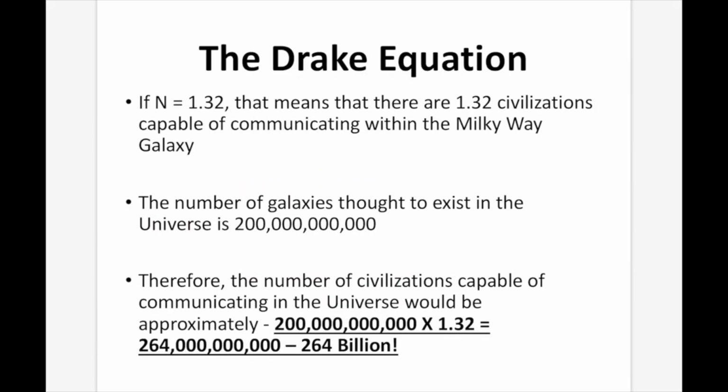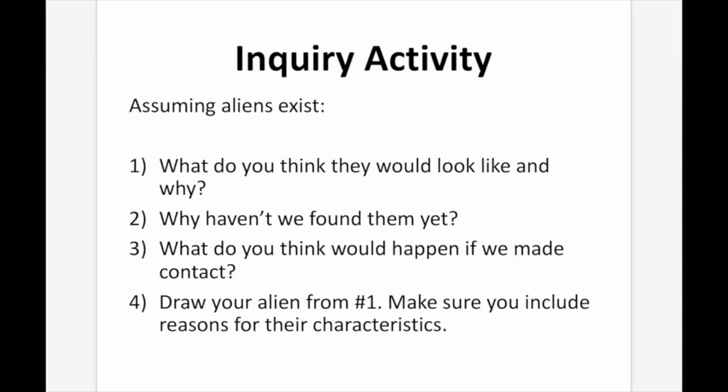So let's reiterate our findings. If N equals 1.32, that means there are 1.32 civilizations capable of communicating within the Milky Way galaxy using our very conservative numbers. The number of galaxies thought to exist in the universe is about 200 billion, like we said. If we multiply 200 billion times 1.32, we get 264 billion communicating civilizations, potentially, in the universe. This thought experiment exists around the idea that aliens exist.